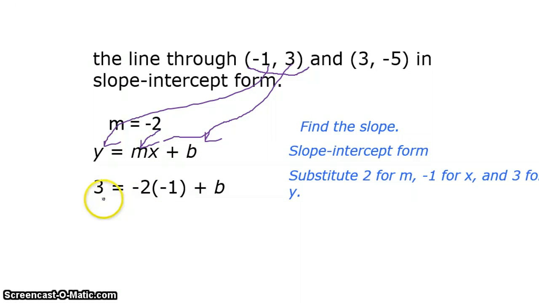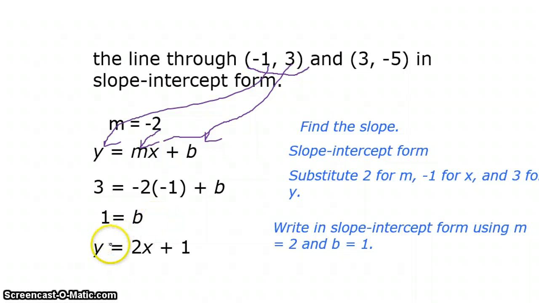And now we would have 3 equal to -2 times -1 plus b. Solve this for b, and we would get a 1, and then rewrite in your final form. So we would get y equal to your slope of -2x, plus your b of 1.